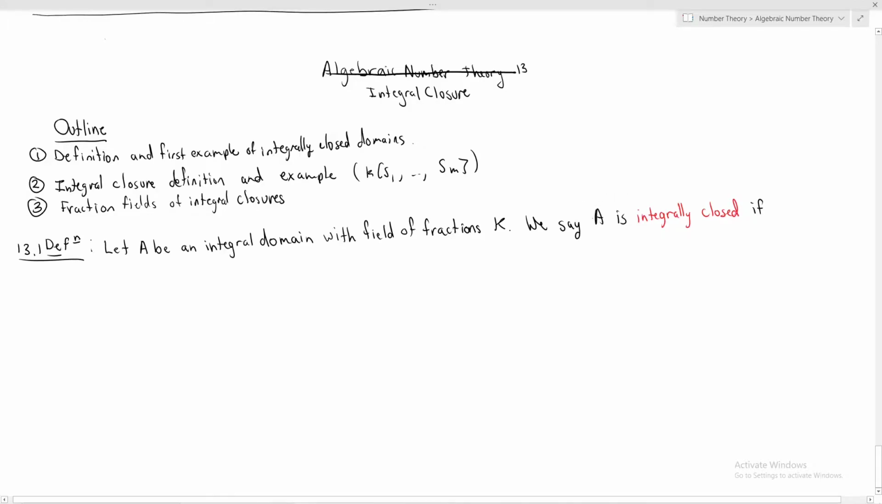okay, so how do I tell when a domain is integrally closed? If the only elements of K integral over A are those already in A. Okay, so just to start off with an example, the easiest example, I claim Z, the integers, are integrally closed.